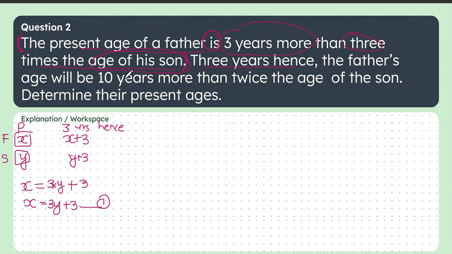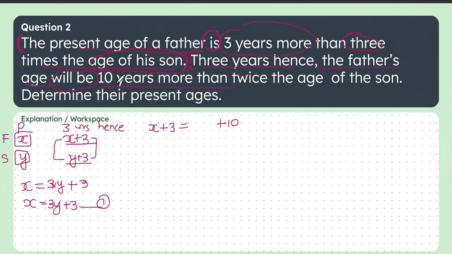Now look at the second statement. 3 years hence. So 3 years hence means x plus 3 and y plus 3. This is the age of father and son. So we have to use these ages now to make the second equation. The father's age, that means x plus 3, will be means what? Is equal to 10 years more than. 10 years more than means plus 10.